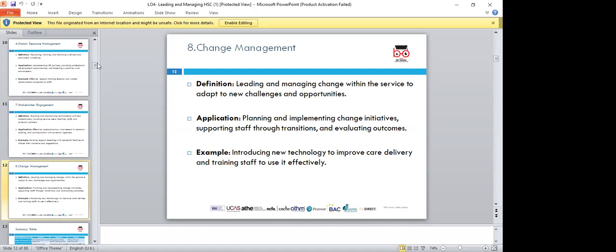To use it effectively. So you train them, you give them orientations and all that.